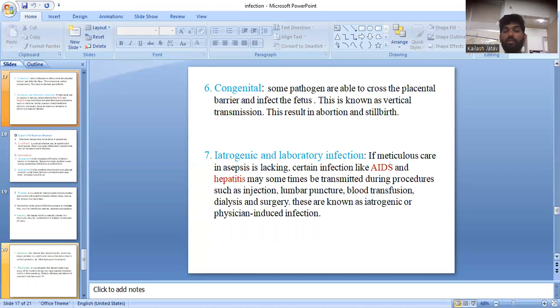Iatrogenic and laboratory infection. Certain infections like AIDS and hepatitis may sometimes be transmitted during procedures such as injection, lumbar puncture, blood transfusion, dialysis, and surgery.